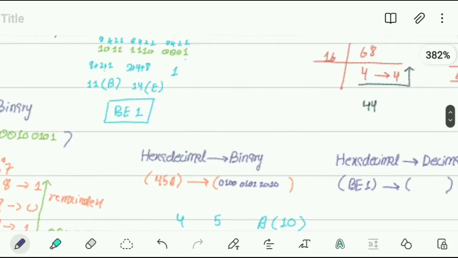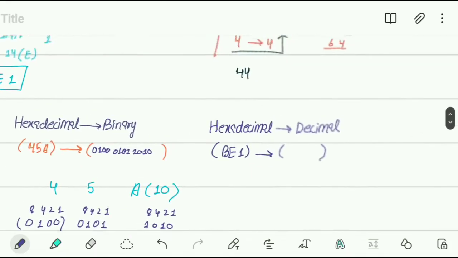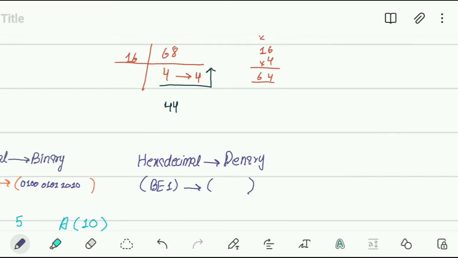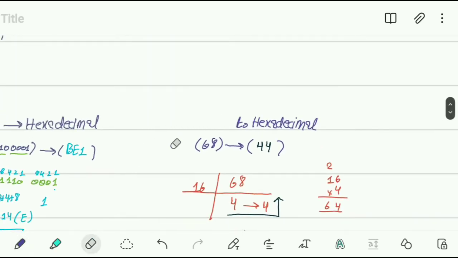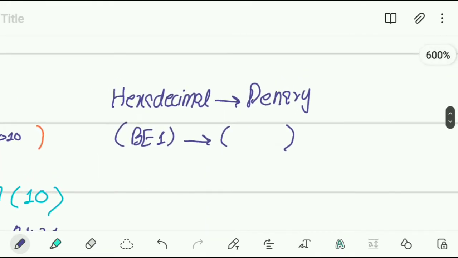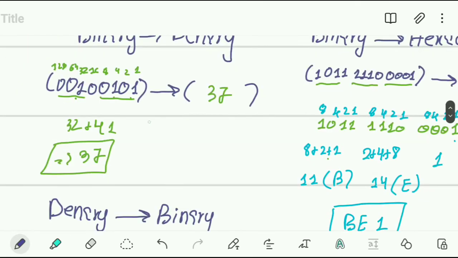Denary or decimal, it's the same name. I just wrote down decimal, it should be Denary. Let me just erase this. You can call it Denary, you can call it decimal. It's the same thing. Here, same thing, Denary. Okay, hexadecimal to Denary. So similarly, what I did here in binary to Denary, we just did in this way.